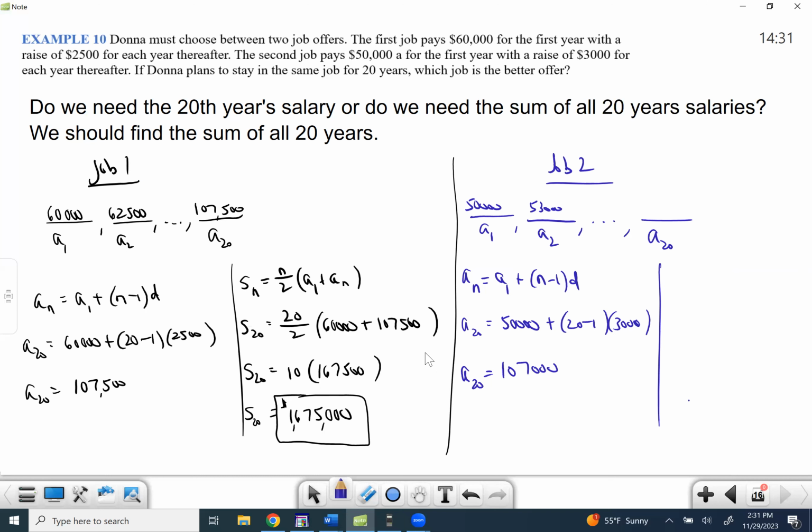So in this case, I guess finding the 20th term would have been enough. Maybe in hindsight, find the 20th first. Since this one started off with more, if on the 20th it's still more, then surely it's going to be a better job offer. But let's say you started off at 60, and then the 20th year here is less than the 20th year there. Well, then that's when you have to start looking at the sum. I'll do the sum just for thoroughness, but I think we've got it, guys.